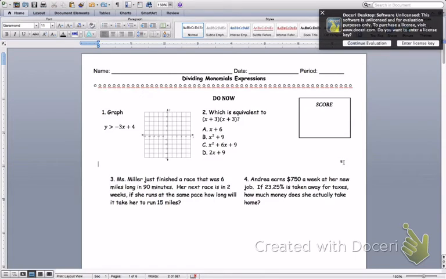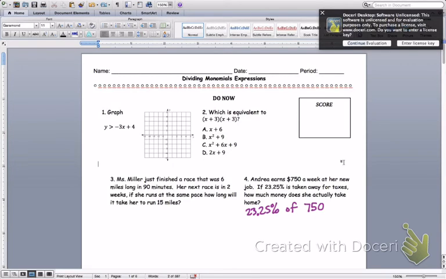Here we go. So we have Andrea earns $715 a week in her job. 23.25% is taken away for taxes. That's a deduction. How much money is left afterwards? So remember, when we want a percent of a number, we just multiply. So we need 23.25% of 750. So we're going to go ahead and multiply, but remember, this is a percent, not a decimal. We got to change it.